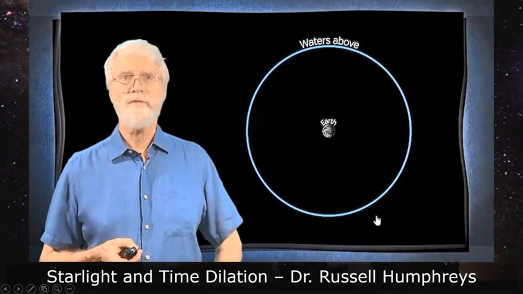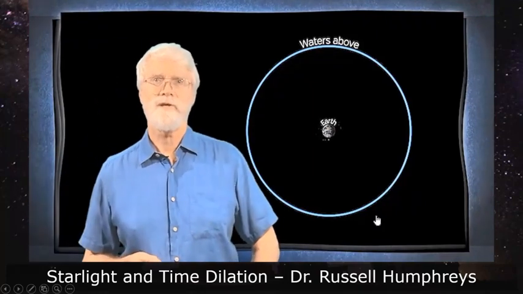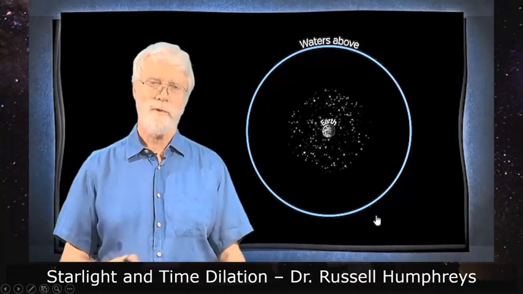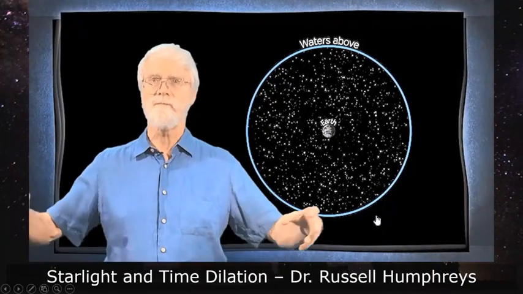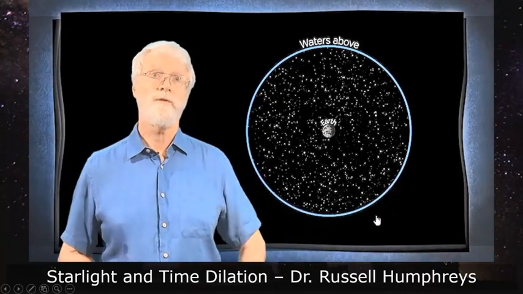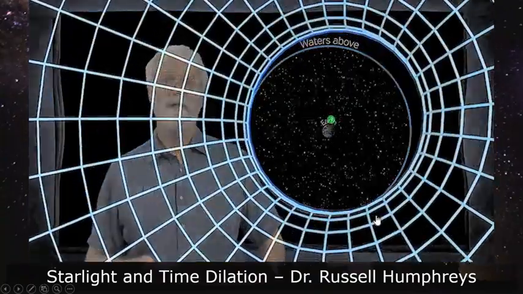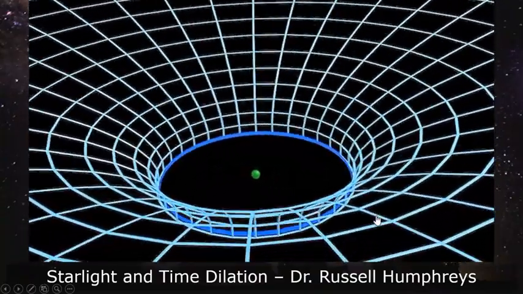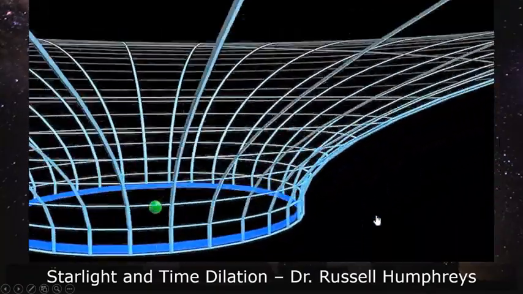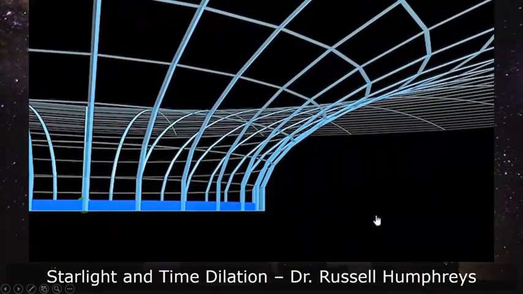Now, during the fourth day, God created the stars. Now, I'm going to suppose it's not necessary that God created the stars in a wave moving out from the Earth on the fourth day of creation. So now let's go back to a cross-section of our trampoline. Instead of looking down on it, let's look at the cross-section again.